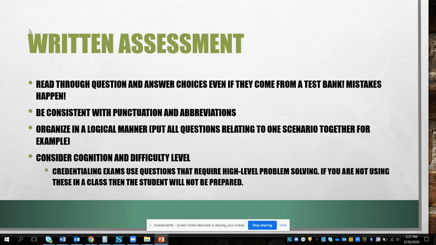So let's look at the written assessment. Again, when you are reading through question and answer choices, even if they're coming from a test bank, mistakes can happen. The wrong answer can be marked, and it's really important that you look at the justification for why an answer is right or wrong, and give that to the students if you can.